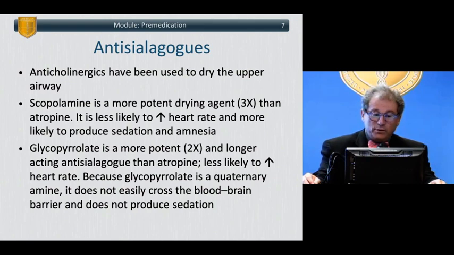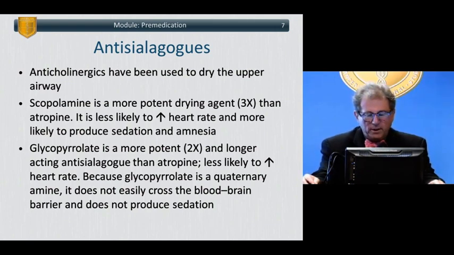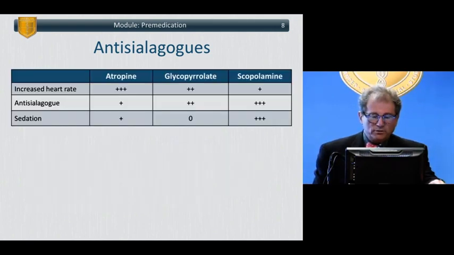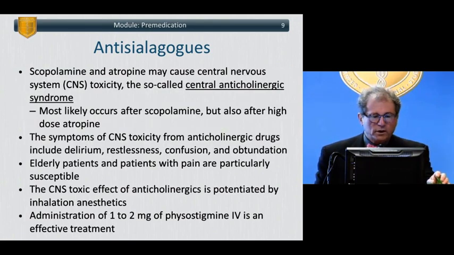It is less likely, however, to increase the heart rate and more likely to produce sedation and amnesia than the others. Glycopyrrolate is a more potent and longer-acting anti-sialagogue than atropine by quite a ways, but it is less likely to increase the heart rate than atropine because glycopyrrolate is a quaternary amine. It does not easily cross the blood-brain barrier and itself does not produce sedation. And you can see the summary of the 3 agents, atropine, glycopyrrolate, and scopolamine, in terms of their relative effects on heart rate, drying, and sedation. And so this table really summarizes everything we just talked about.